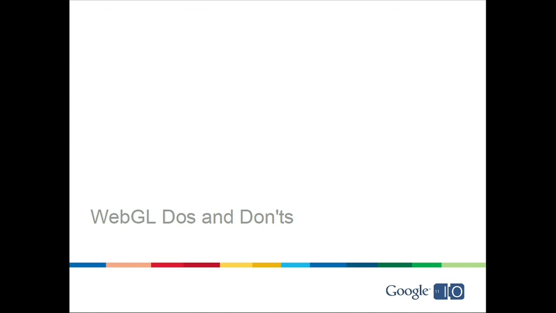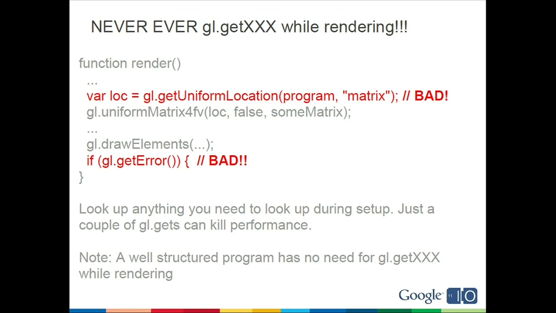All right, I'm going to go through a few WebGL do's and don'ts. Number one is never ever call GL get anything while rendering. And I've seen this in people's code. When you're looking up uniforms, you need to call get uniform location. And sometimes you want to check for errors, you call GL get error.